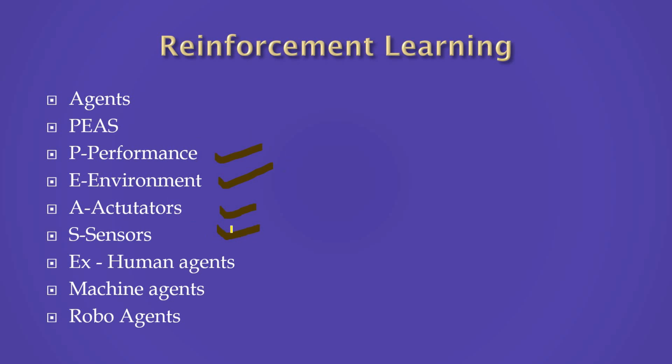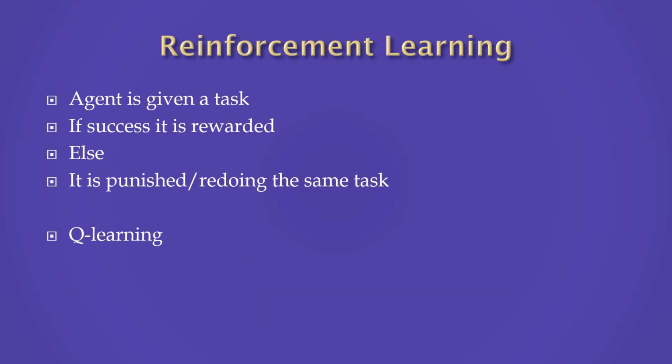So here the agent is given a task, and if it successfully completes the task, it is rewarded, or else it will be punished or made to redo the same task. Very good examples of reinforcement learning agents are human agents, machine agents, and robo agents. This is one kind of learning which is also most widely used. A very good example of reinforcement learning is Q-learning, which we are going to discuss in further videos.